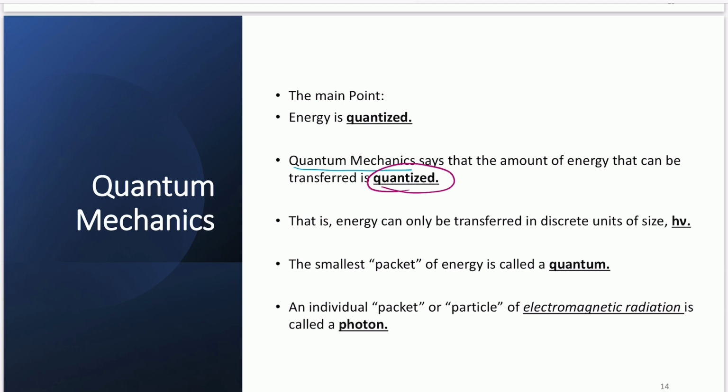It also means, though, that the amount of energy that's transferred, either absorbed or emitted, is in specific units of size. These specific units of size is h nu, a photon. The smallest packet of energy is called a quantum, and an individual packet or particle of this electromagnetic radiation is called a photon. So we say the energy of one photon is equal to h nu. This relates back to what we saw in the previous section as well.